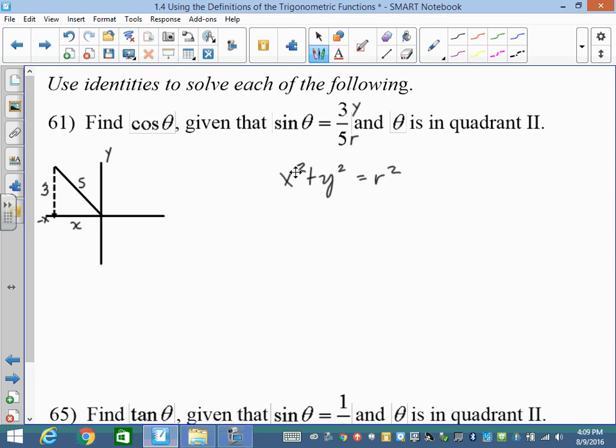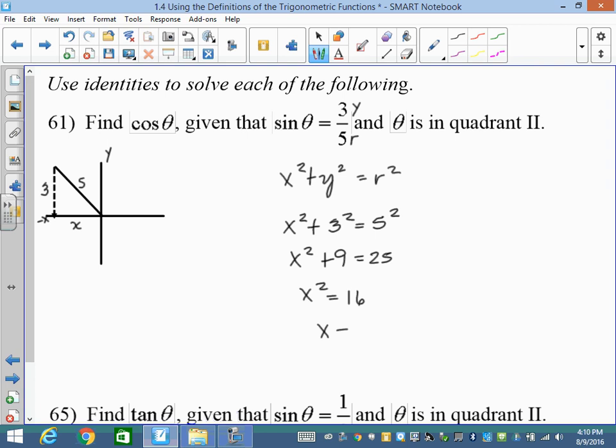So we don't know x. We know that y is 3. So we have 3 squared plus, did you guys catch that? Try it again. We don't know x, so x squared plus y, which is 3 squared, equals r, or 5 squared. So x squared plus 9 equals 25. X squared equals 16. I just subtracted 9 from both sides.